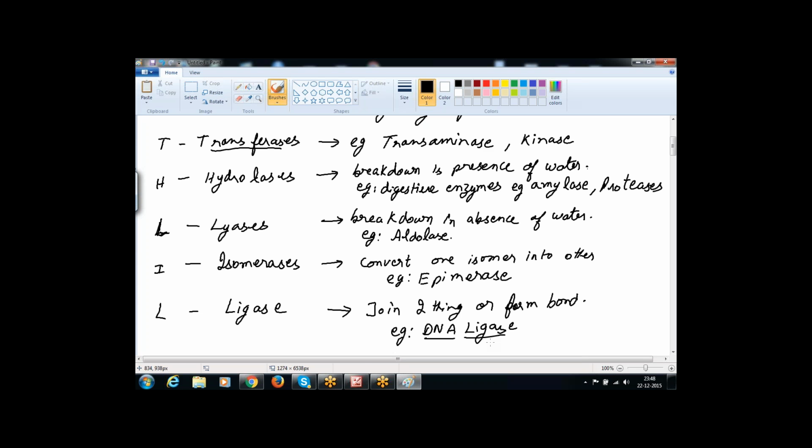So these are all the different enzyme categories and their examples. So you must know this classification. These are the 6 different types of enzymes. Clear to everyone?